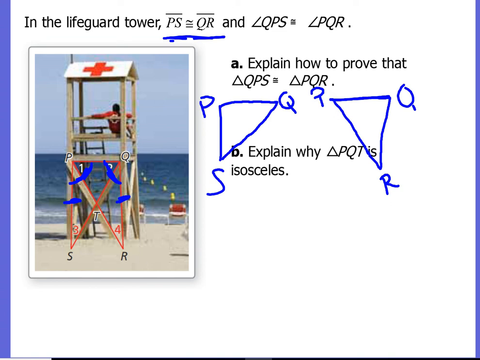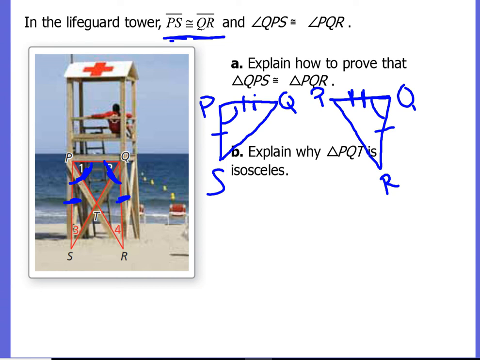We stated that this angle is congruent to this angle. This side is congruent to this side. All right, now we're in business. So what else do we know? Well, I see here in this case that we end up having a reflexive property being used, right? So we have a reflexive property being used right here and right here, because PQ will be congruent to itself.